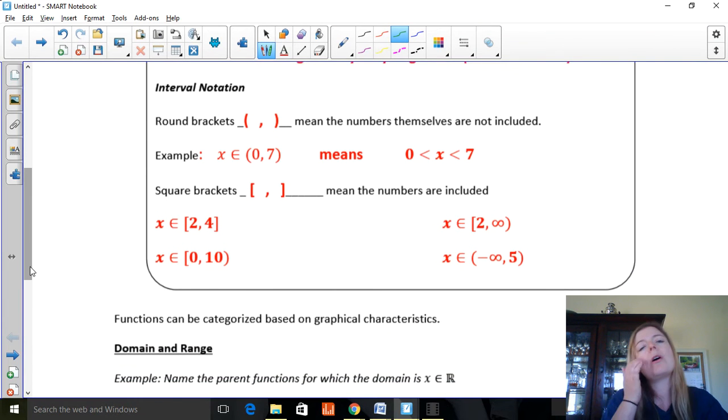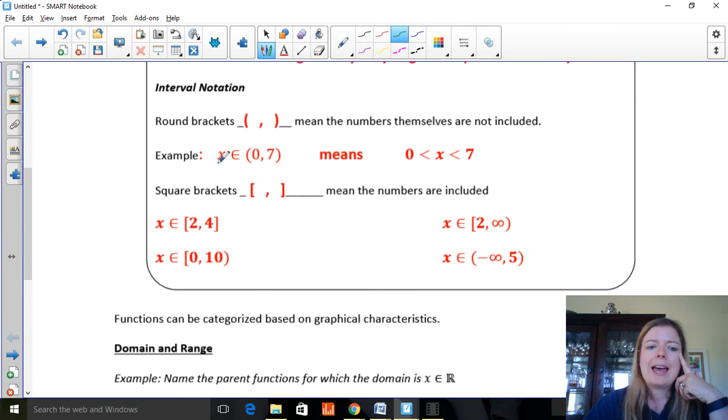Then we get into interval notation. As of now, we've been using something called set notation. When we're talking about domain and range, you need to be familiar with either interval notation or set notation, because both are used in the world of mathematics, not for any particular reason. So we need to get familiar with that. If you look at this example, these two things mean the same thing.